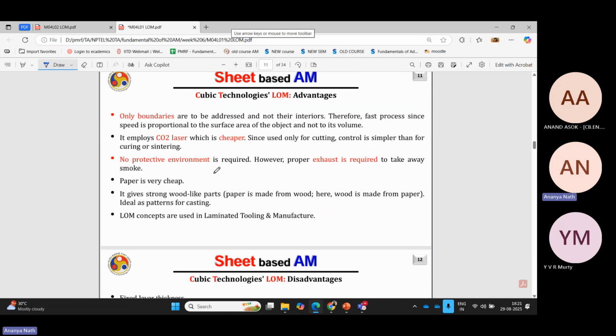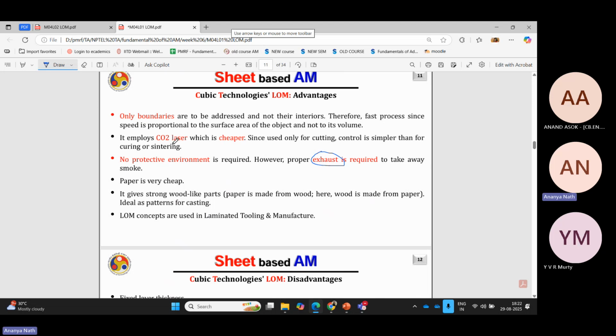The environment doesn't affect anything in the process. So you do not have to build a chamber with argon gas or nitrogen gas, which again saves your money. However, exhaust is required because you are cutting the paper or the wood or something with a laser. Because of the cutting, there will be smoke and fumes. So the fumes need to be taken away from the chamber. Otherwise, it will not be good for the operator.